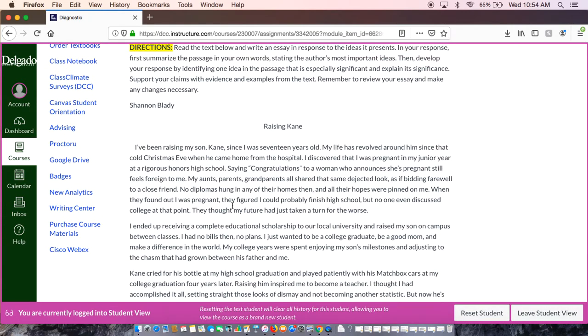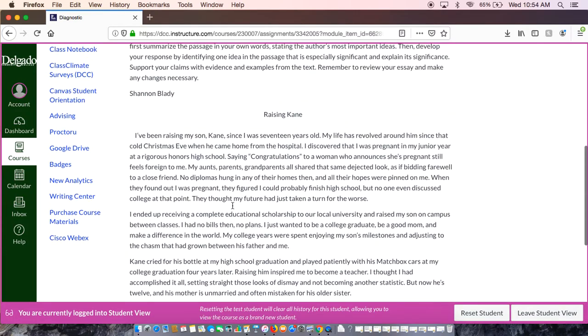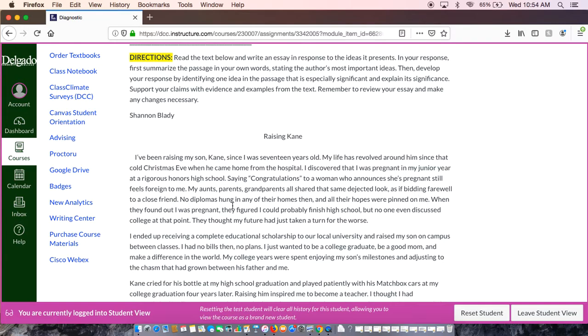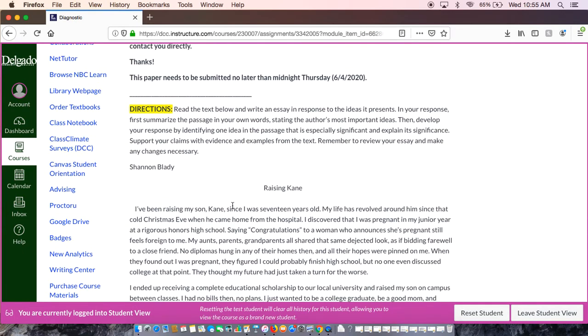Okay, now you know what it's saying. Then I truly would read it a third time. I mean, come on, it's just a few paragraphs. It would take you 3 minutes, 5 minutes max to read this. So we're talking about 15 minutes. Then read it a third time, and now, where are the significant ideas in Shannon Blady's essay? Once you got that, then you're ready to write, because you're writing an essay in response to the ideas it presents.